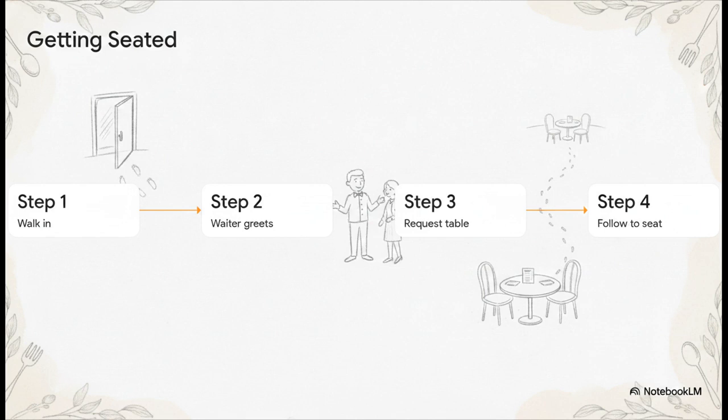Step 1, you walk in. Step 2, the waiter greets you. Step 3, you actually request your table. And step 4, you just follow them right to your seat. Breaking it down like this completely demystifies that initial, kind of intimidating moment of walking into a totally new place.